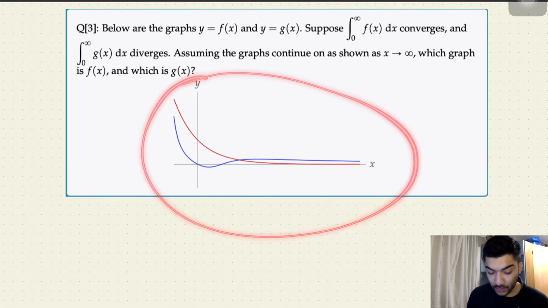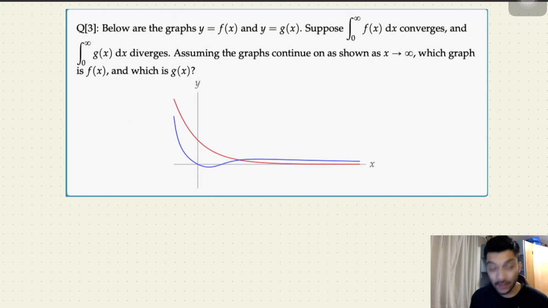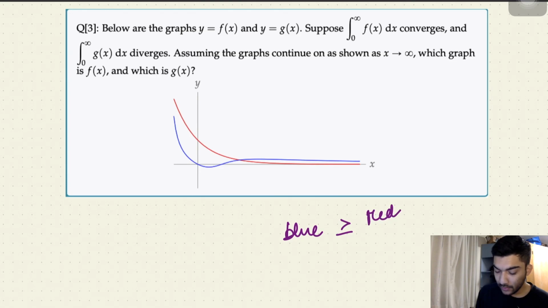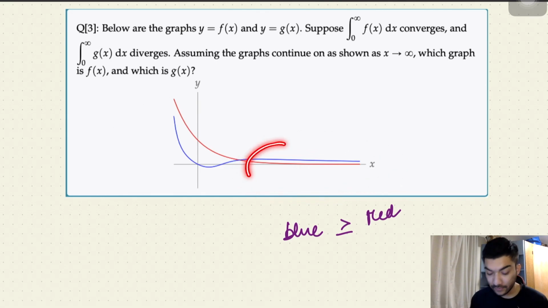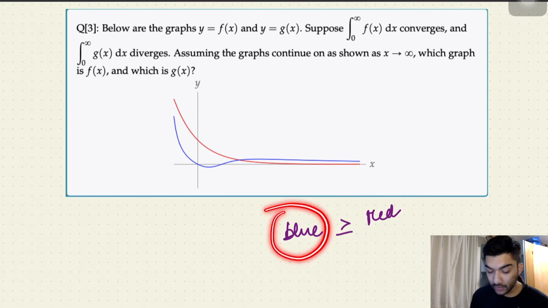Now let's see what's happening in this graphical representation. We can clearly see that for large values of x, the blue function is greater than or equal to the red function. That is only applicable for large values of x. We can clearly observe this fact: for large values of x, our blue function is always above the red function.